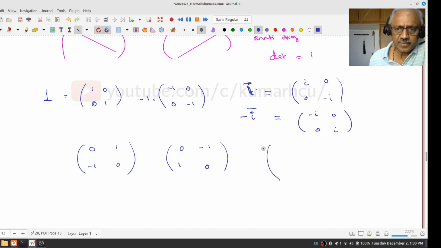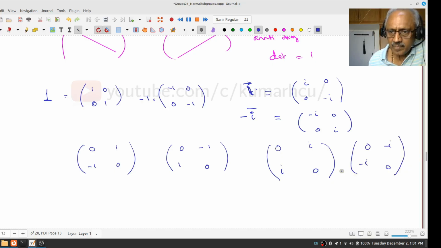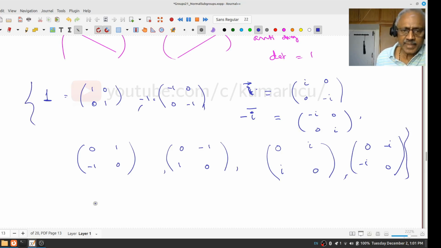And here, with respect to i, what do I have to do? I have to put another one. Here it will be 0. I have an i, and this has to be 0. Therefore, it has to be i, because it will be minus i squared, which will be 1. Therefore, again, 0, minus i, 0. These are the 8 elements: 1, 2, 3, 4, 5, 6, 7, 8. These are the 8 elements. And the binary operation is matrix multiplication.